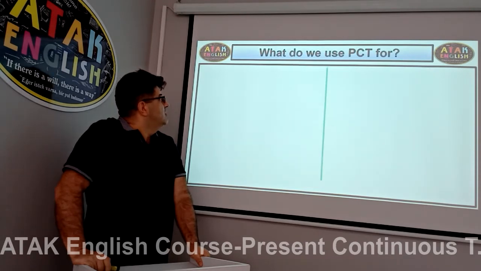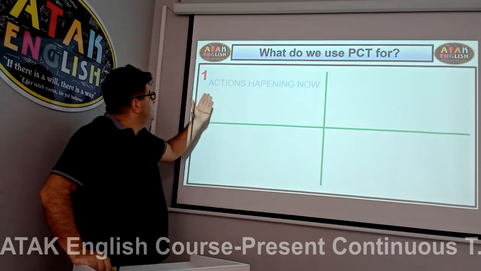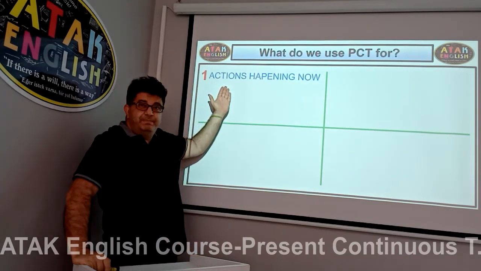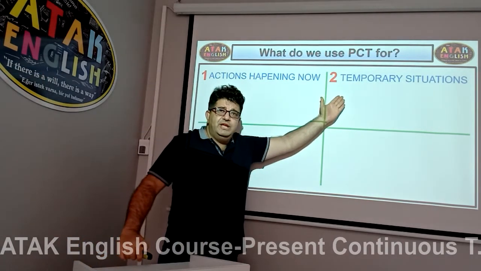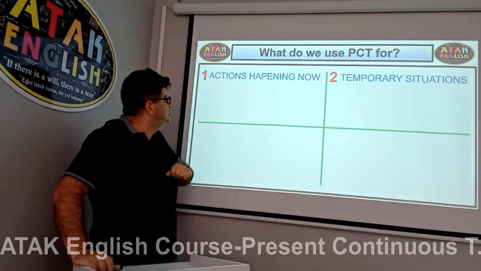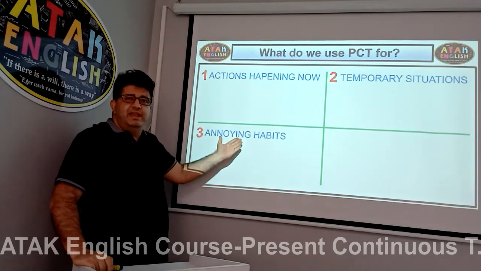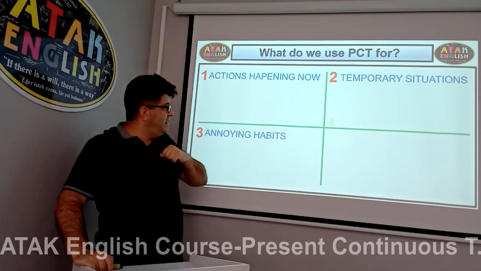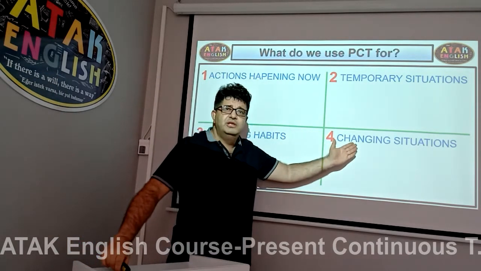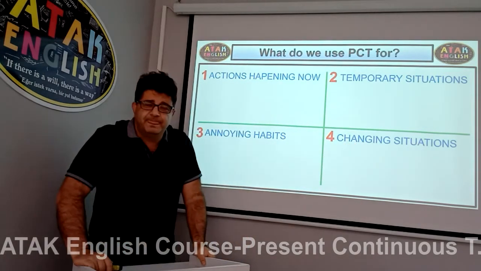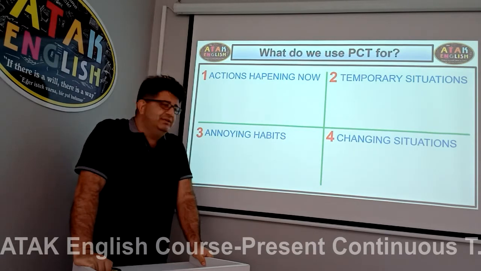Okay. What do we use present continuous tense for? Number one, for actions happening now. Number two, temporary situations. Number three, for annoying habits. And finally, we use present continuous tense for changing situations. Let's have a look at them one by one in detail right now.